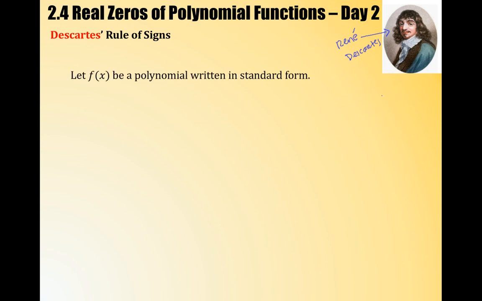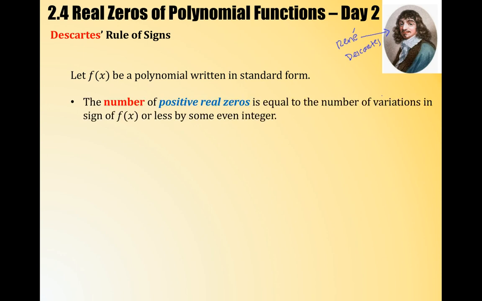So we have a polynomial again, f of x, and it's going to be written in standard form. What this is going to tell us is how many positive or negative zeros you could have. We could use this alongside the rational root theorem to really work towards solving and understanding how many solutions there are and why those solutions are there. The number of positive real zeros of a polynomial f of x is equal to the number of variations in sign of f of x, the number of times it switches between positive and negative as you go down.